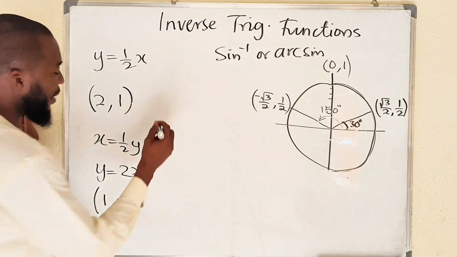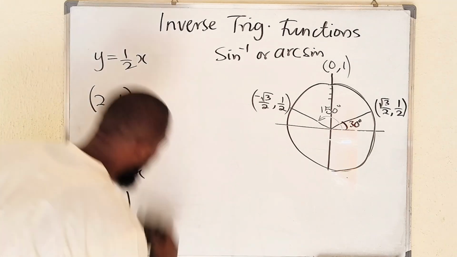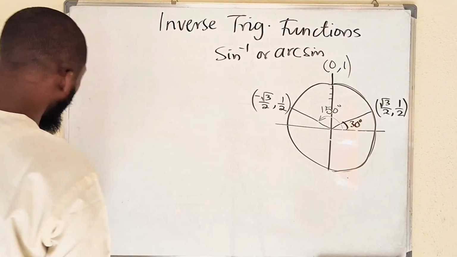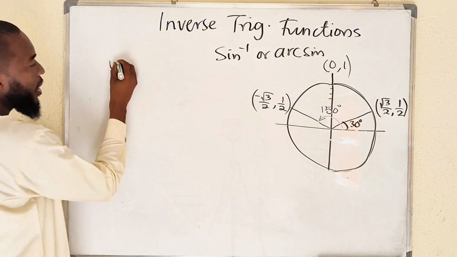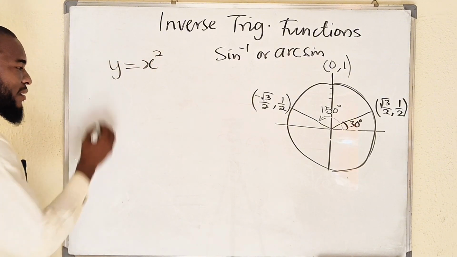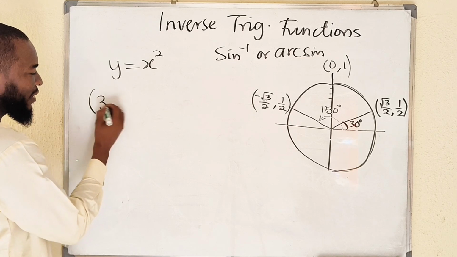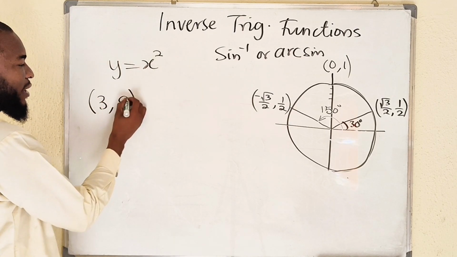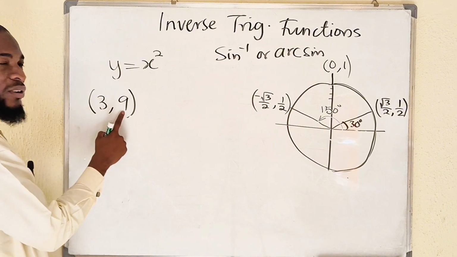But what if you have something like, I just want to show you why we used to restrict the domain. What if you have y equal to x squared? Let's take a point like 3 for x. 3 squared is 9. So the input is 3 and the output is 9.